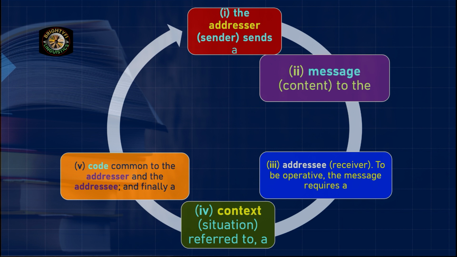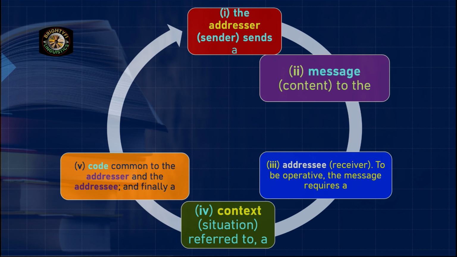For example, at the moment, my code is the English language. It is in this code I am speaking. So the English language at the moment is our common code that develops communication between you and me. Two persons must share the same code. That language may be English, Arabic, Chinese, Korean, French, whatever it is. But the point is that if the language is not common to the addresser, the sender, and to the addressee, the receiver, then communication cannot take place.